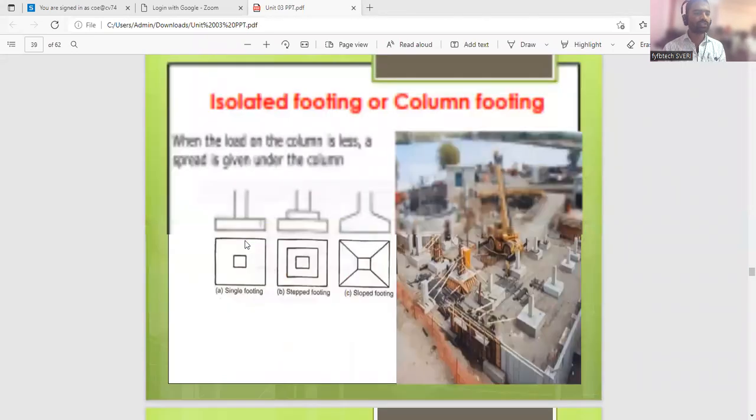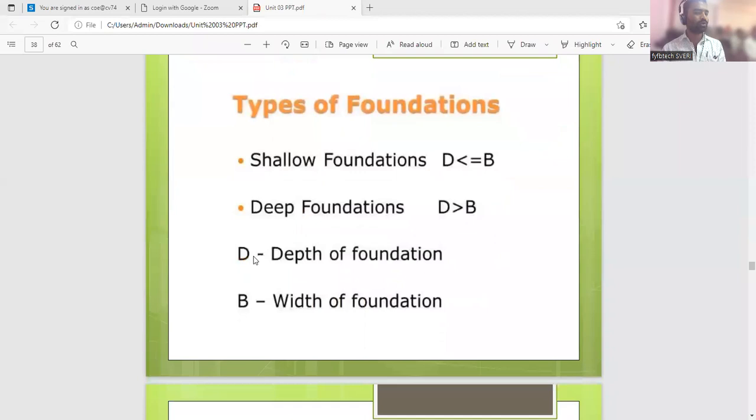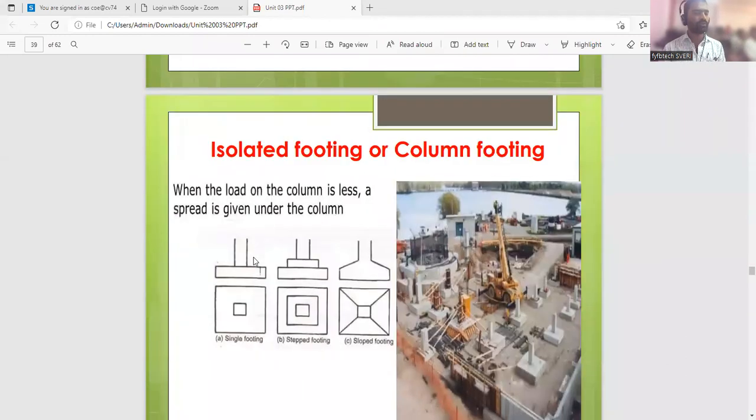This shallow foundation is divided into different parts. Basically, foundation is divided into shallow foundation and deep foundation. Again, the shallow foundation is divided into different types.